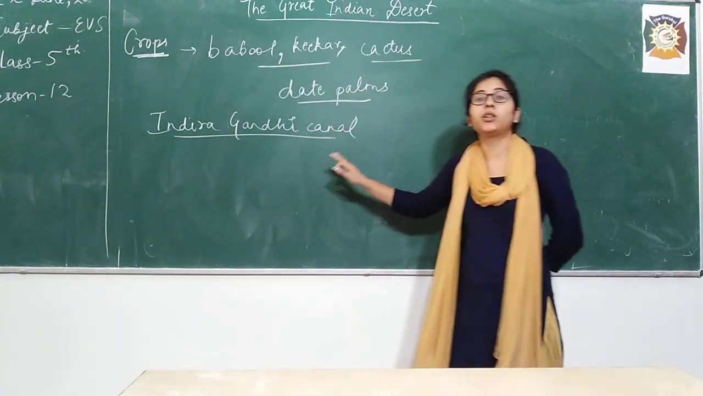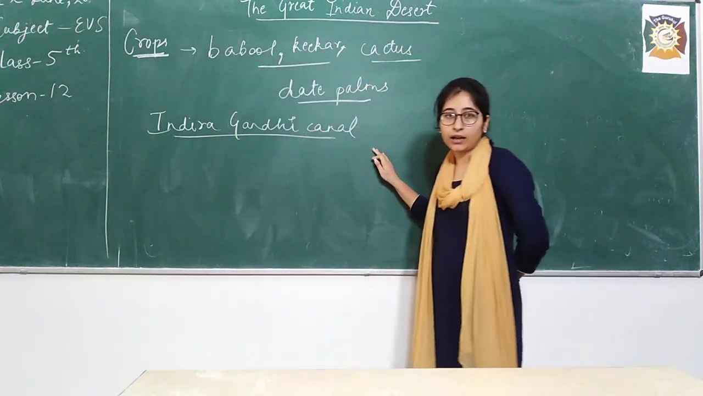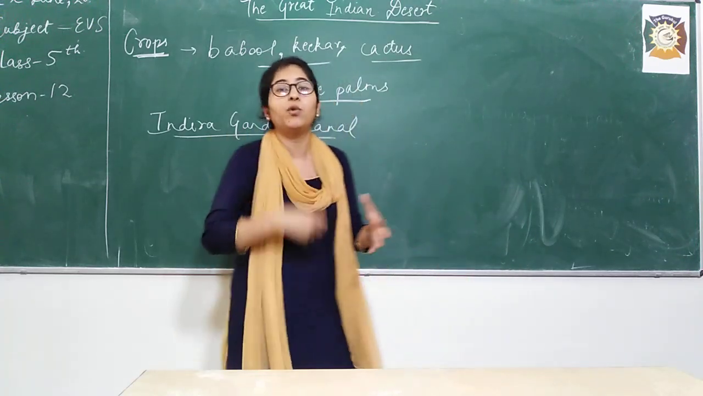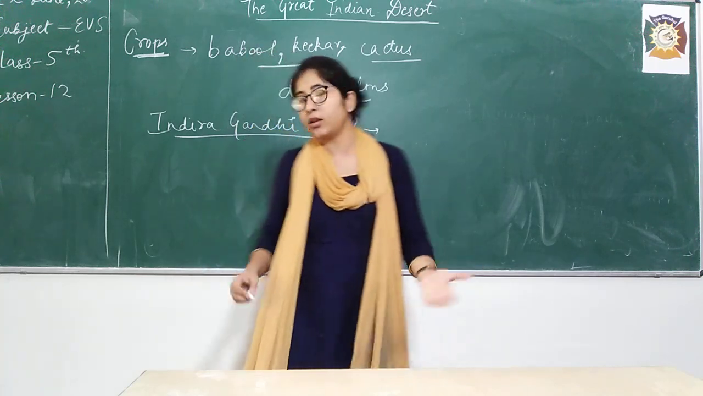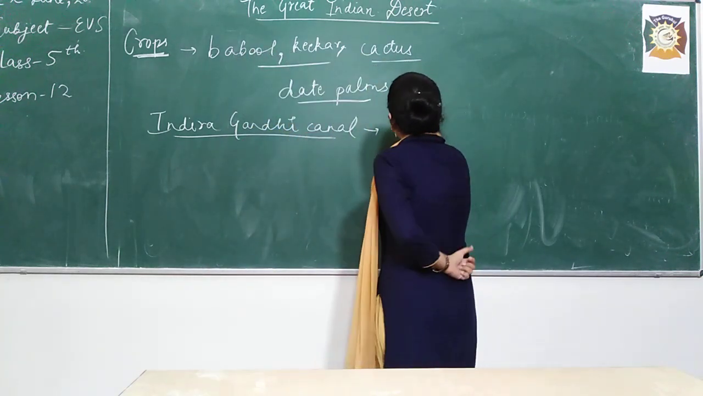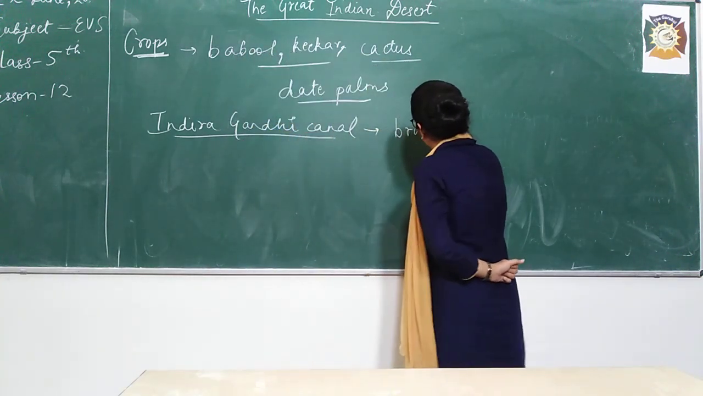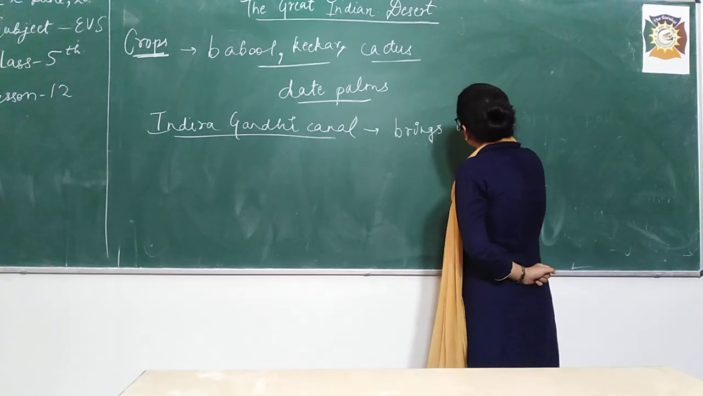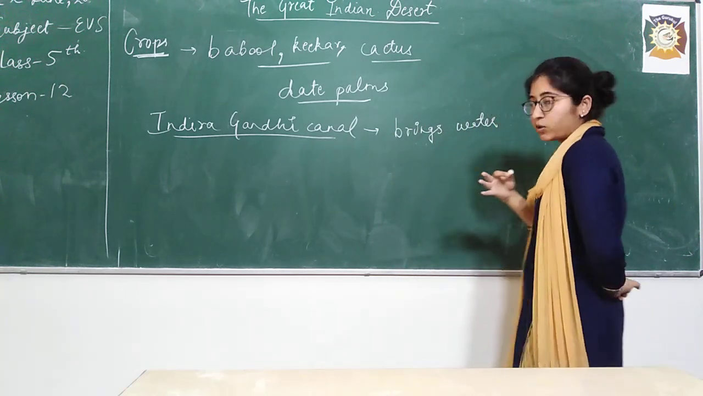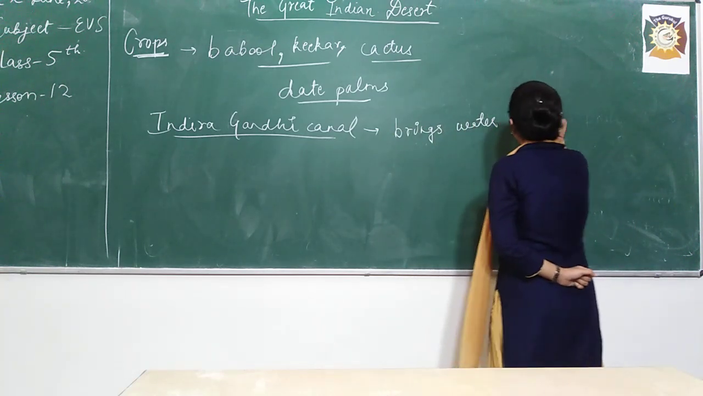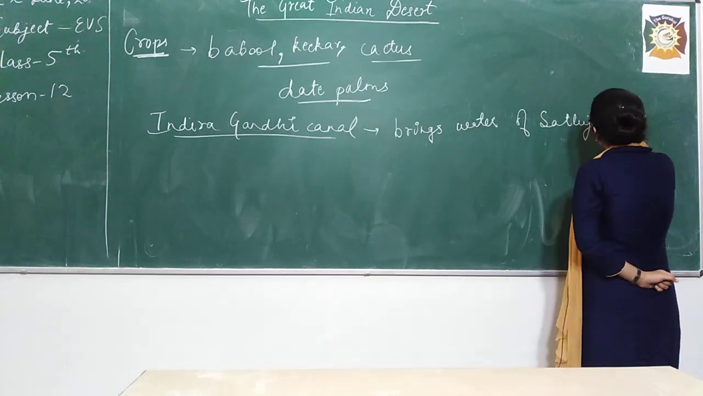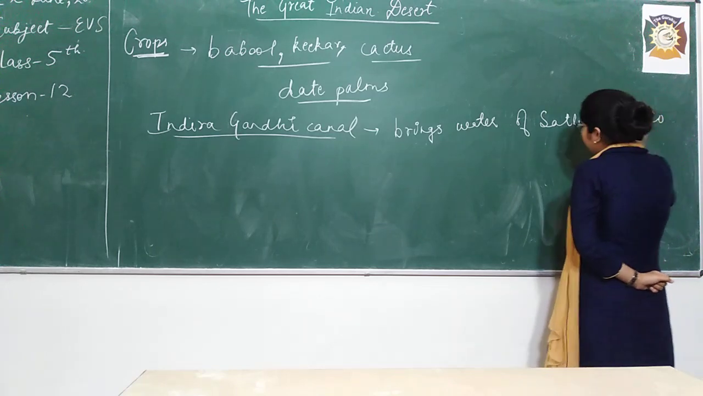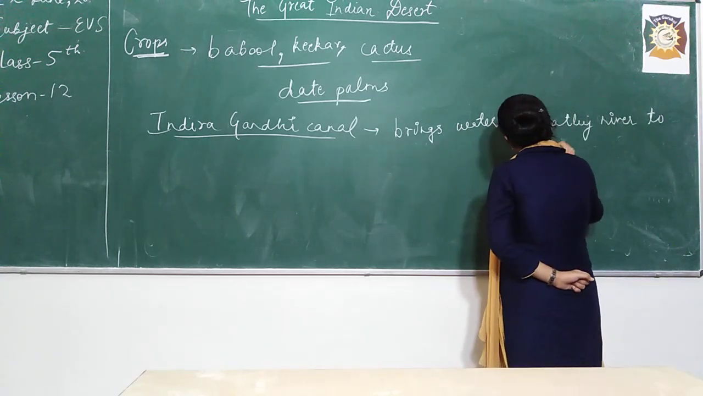But here comes the point. This canal, what does it do? Where does it get water from? It brings water from Satluj to this desert. This provides water from Satluj to the desert. It brings water of the river. Satluj is a river. We are all aware about this, right? Brings water of Satluj river to this desert area, right?